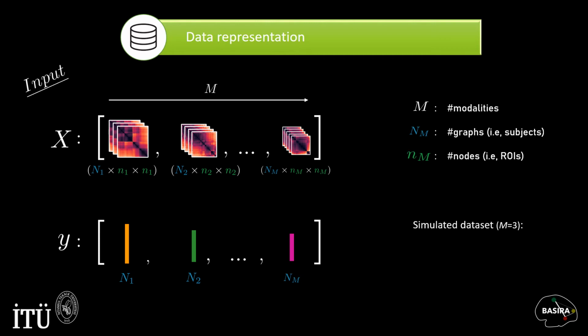As for the simulated dataset to run our model on, it consists of 3 modalities. The number of nodes in each is respectively 50, 40, and 30, but all have 100 subjects.